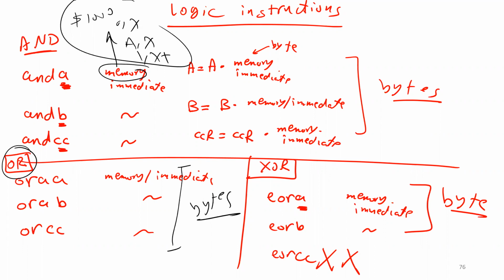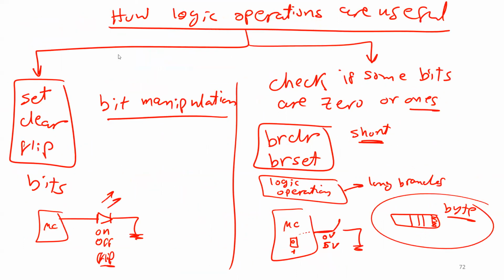Is anything here not clear? This is just logic operation, bit by bit. Any questions? What's more important is how I can use these logic operations, and it's very important, because we're going to use them all the time. How can I use them? We are going to use them for two things: to do bit manipulation, and also to check some bits if they are zeros or ones.